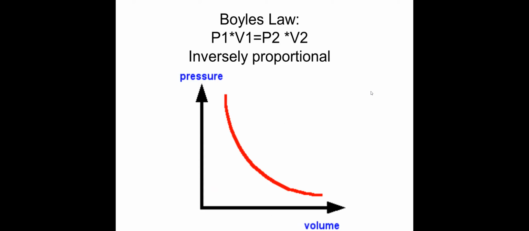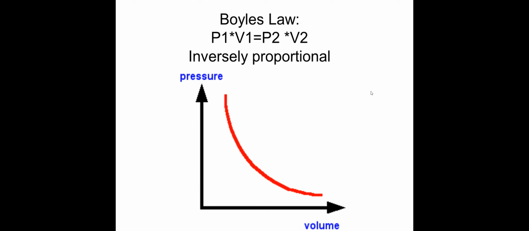And then we have Boyle's law. And this one's my favorite. And we can get real complicated with this. But Boyle's law is pressure 1 times volume 1 is equal to pressure 2 times volume 2. So they're inversely proportional. So as one goes up, the other goes down. As pressure increases, the volume decreases. As the volume increases, the pressure decreases. So they go in opposite directions.